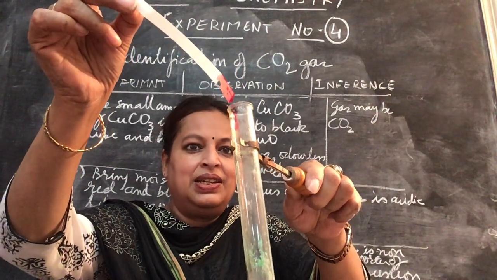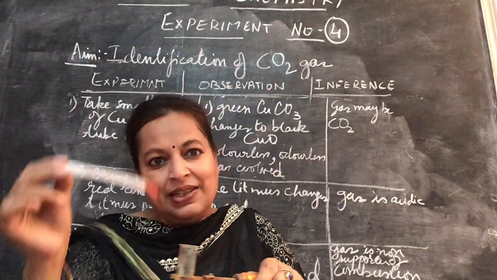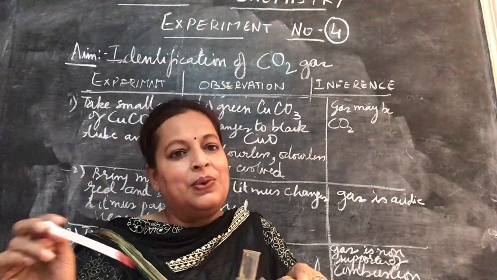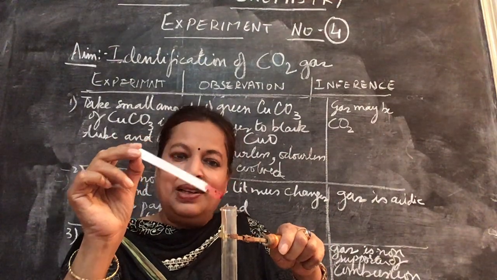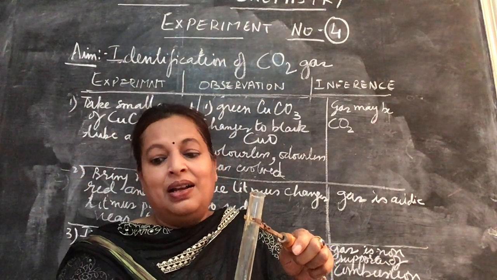Now this doesn't change to colorless. If it is SO2 gas, it changes it to colorless. So then the gas is sulfur dioxide. If the gas does not change it to colorless, the gas is carbon dioxide.